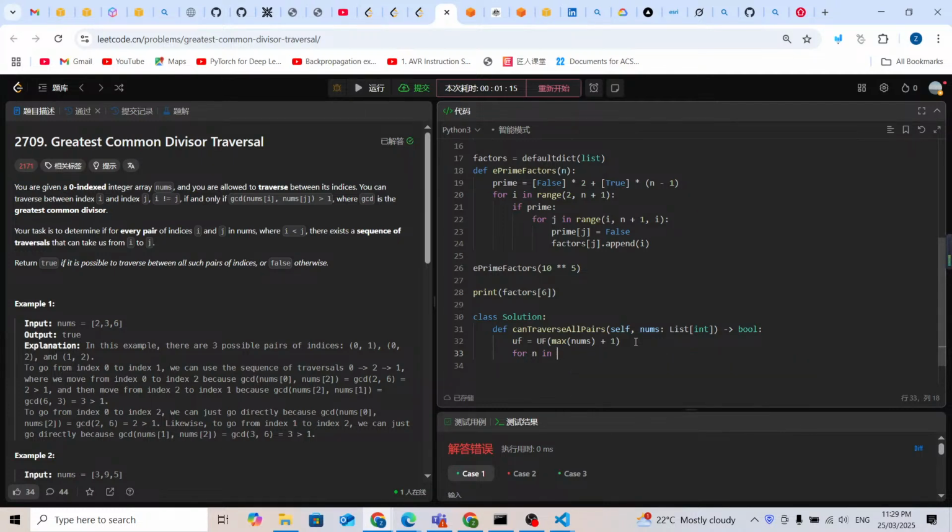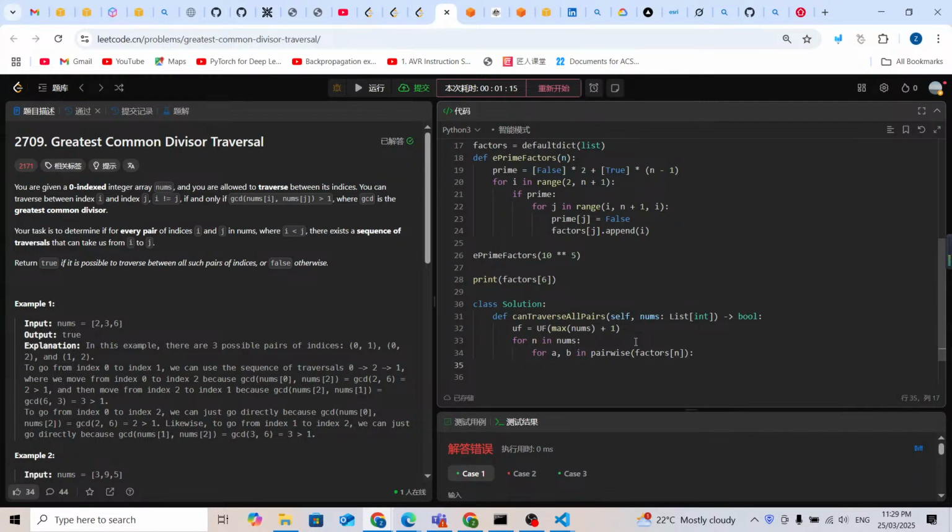So for n inside nums, for a, b in pairwise, with the factors of this number n. Yeah, if we find the two factors, we need to check the greatest common divisor. So if GCD of a and b, yeah, let me think about it.